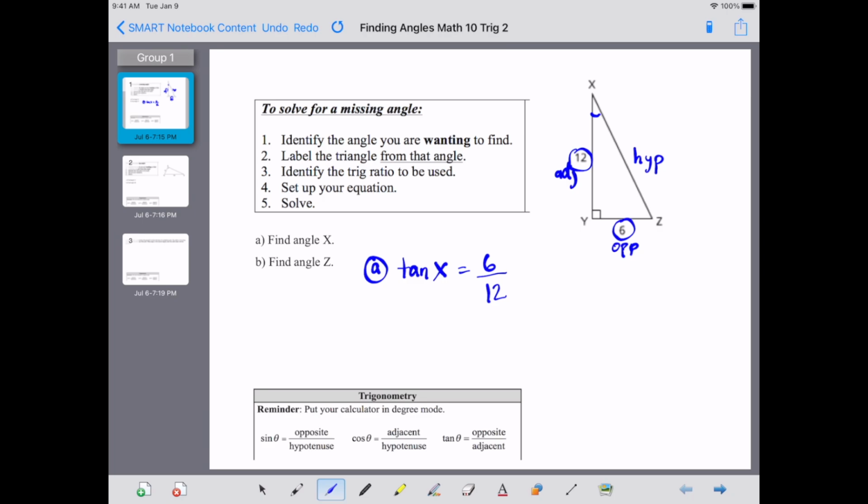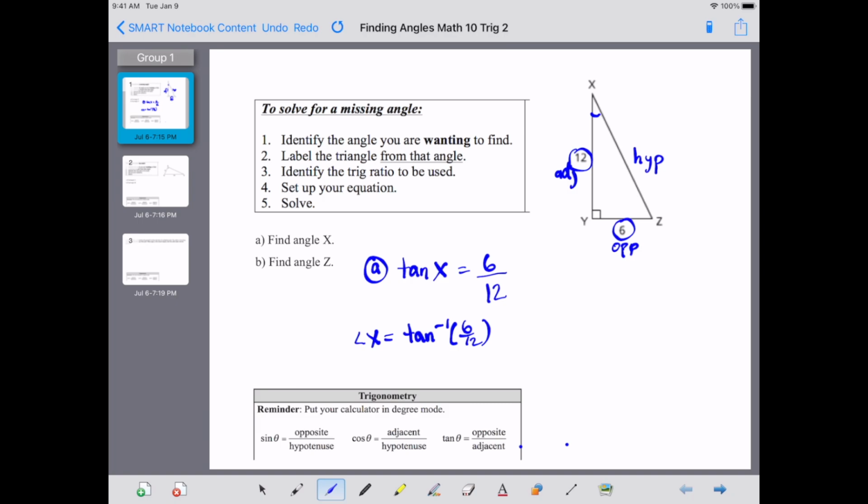So tan of x is equal to 6 over 12, and this is just the ratio, but we want to find what the angle is. So in order to find what the angle is, we have to find the inverse, the tan inverse of 6 over 12. So that will be equal to angle x. So angle x is equal to the inverse tangent of 6 over 12.